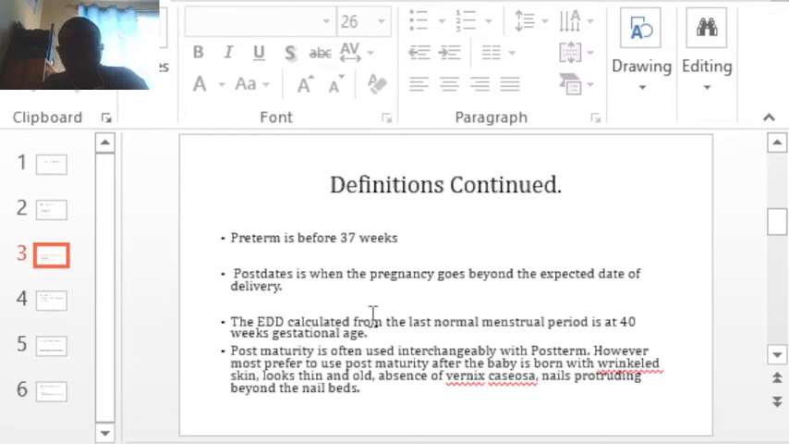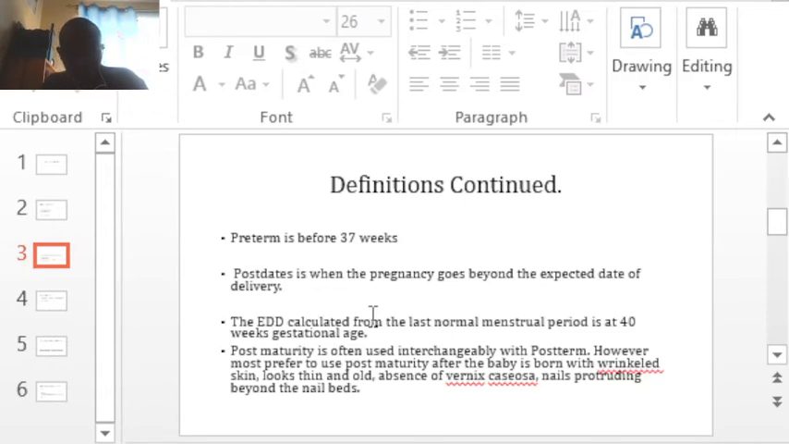Once we get our definition of term correct, once we understand that a term pregnancy is between 37 and 42, we are able to extrapolate and say, okay, a preterm pregnancy would be before 37 weeks. But a post-dated pregnancy is when a pregnancy goes beyond the expected date of delivery. This expected date of delivery is calculated from the last normal menstrual period, and it is at 40 weeks of gestation age. So once the woman goes beyond that expected date of delivery, beyond that 40 weeks of gestation, or beyond the approximate 280 days of gestation, it becomes a post-dated pregnancy, because she has gone beyond her EDD. She's gone beyond her expected date of delivery.